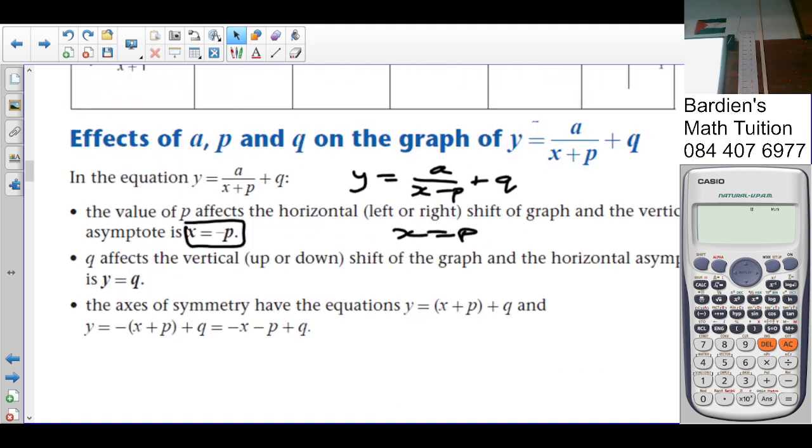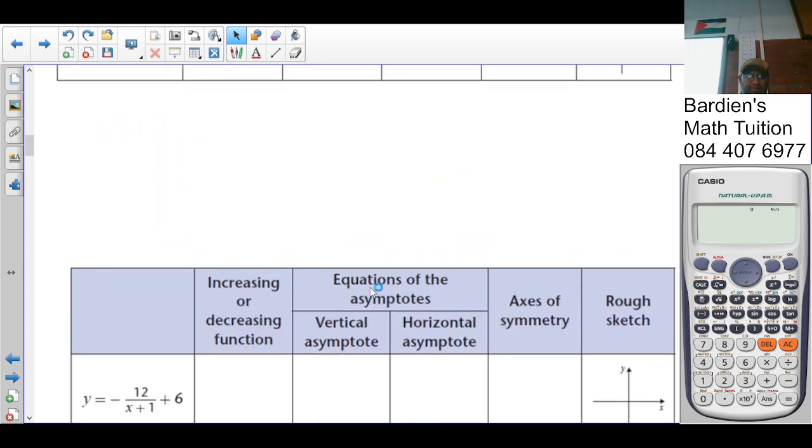Your next heading is your exponential graph. Which page are we on? Sorry? 141.